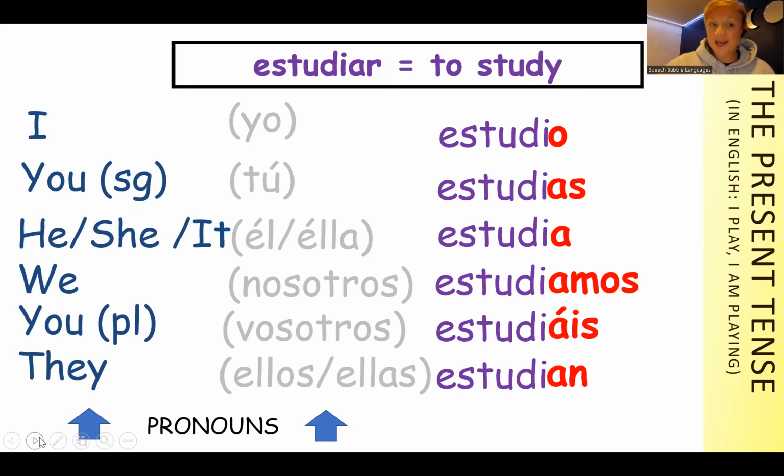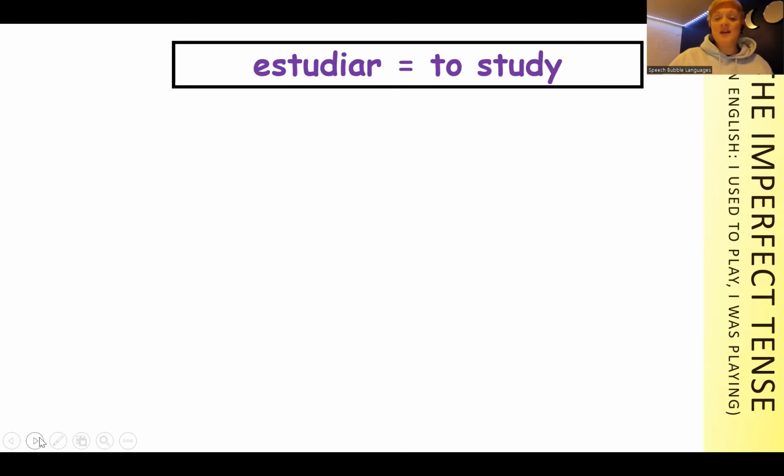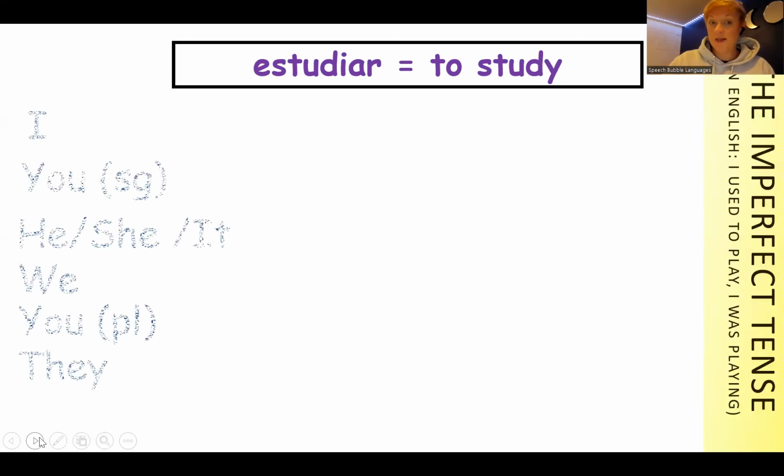What do you study? Estudio español. I study Spanish. For lots of us, myself included, however, we're going to have to play with this verb estudiar a little bit more because we're no longer in education. We want to talk about what we used to study, what you were studying when you were at school. This is the imperfect tense of the verb estudiar now.